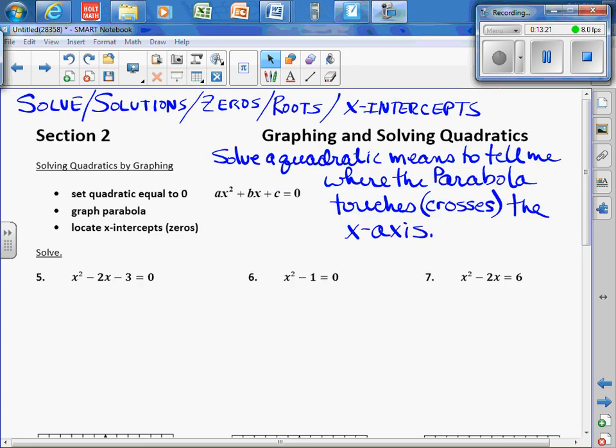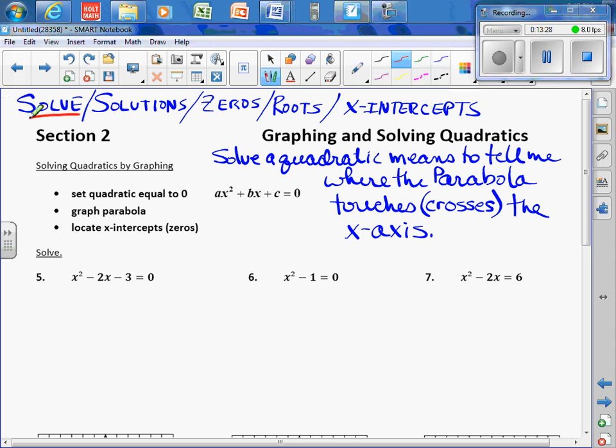All right, so let's talk about solving quadratics. If you are ever asked on any kind of test to solve a quadratic, to find the solutions, to find the zeros, find the roots, find the x-intercepts, these are just different ways to ask for the same thing. To solve a quadratic, all you need to do is tell me where the parabola touches or crosses, if you will, the x-axis. So what would those numbers be?